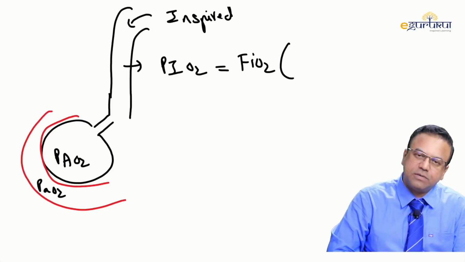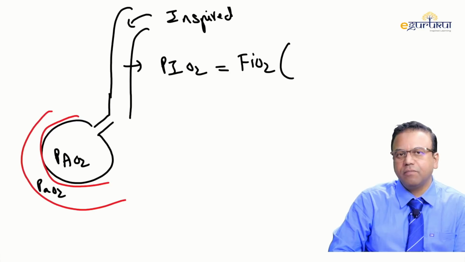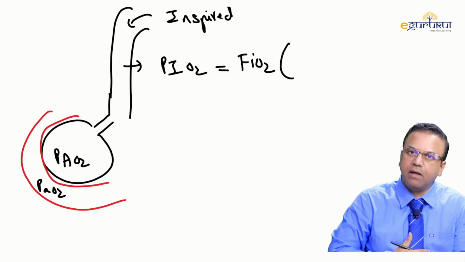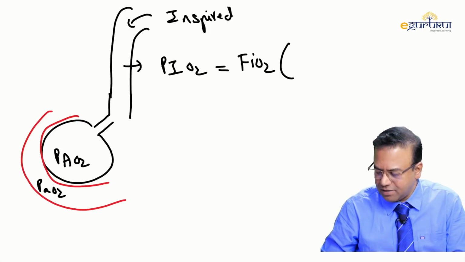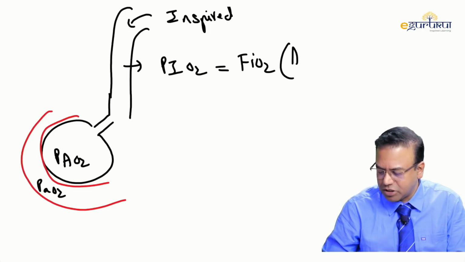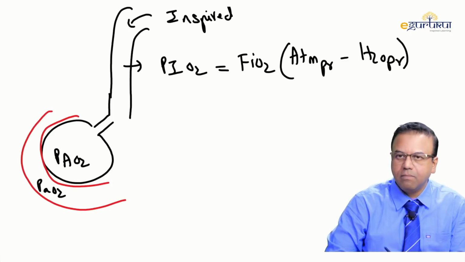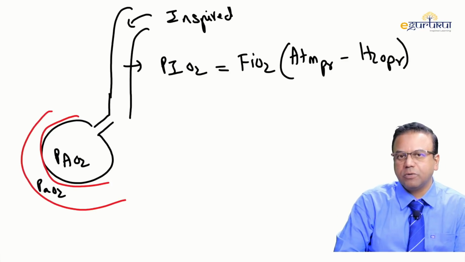But the problem is atmospheric pressure alone is not enough, because when we are breathing in air, that air gets humidified, and that has to be subtracted. This is the reason why we say it is atmospheric pressure minus water vapor pressure. This is known as the partial pressure of inspired oxygen.